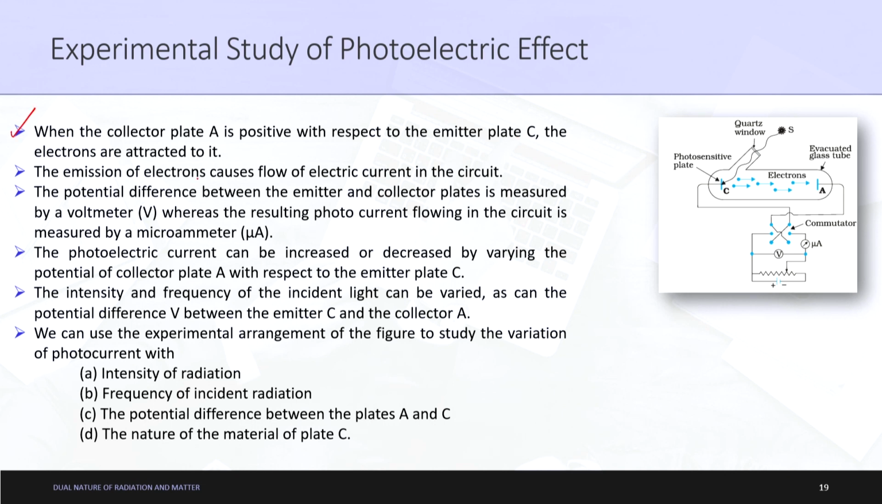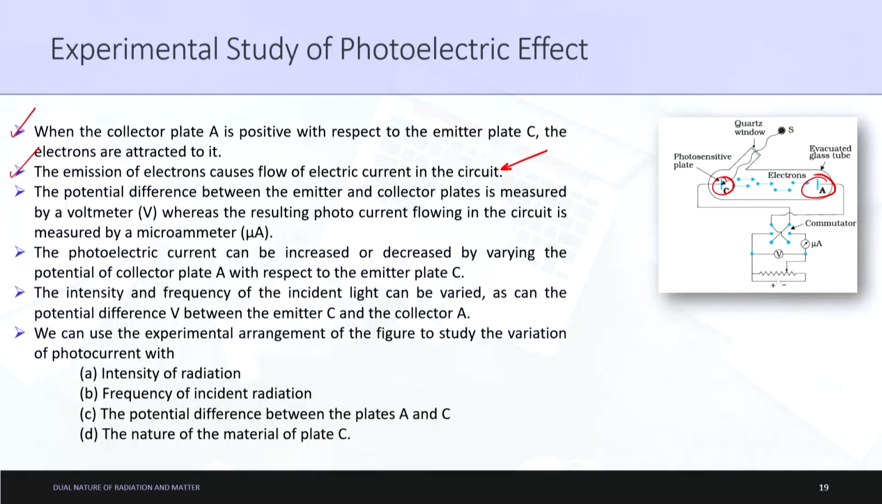The emission of electrons causes flow of electric current in the circuit. This concept has been explained in the current electricity chapter, that is, what constitutes an electric current? The movement or the passage of electrons from point A to point B constitutes an electric current.